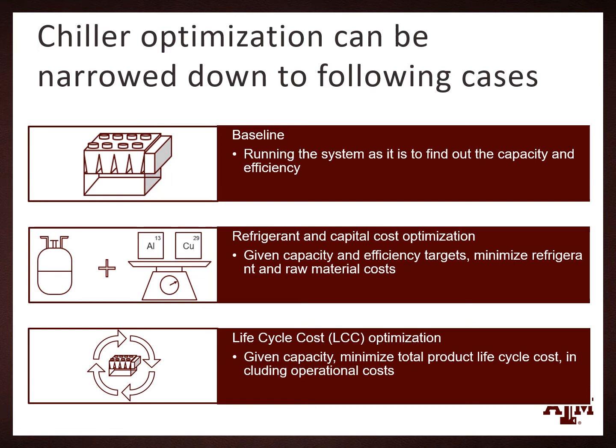With heat exchanger mapping established, we'll use the mapped heat exchangers to conduct heat exchanger geometry optimization in chillers. Two different types of compressors will be used to compare their effects on each of these three scenarios. First scenario is the baseline case, where you are running the system as it is. Second case is where you're minimizing the refrigerant and heat exchanger material costs while meeting the 350 kilowatt capacity requirement and IPLV 8.0 efficiency requirement. Lastly, the lifecycle cost case is where the entire lifecycle cost of the product is considered in the optimization.